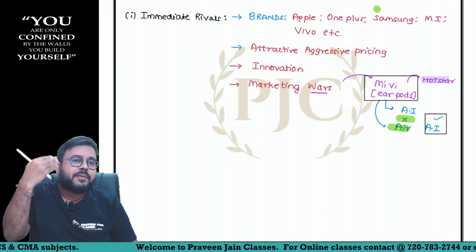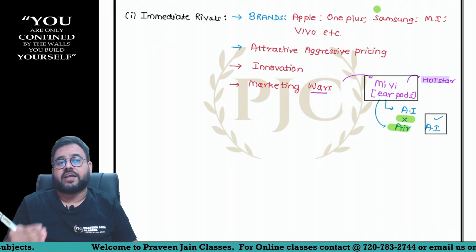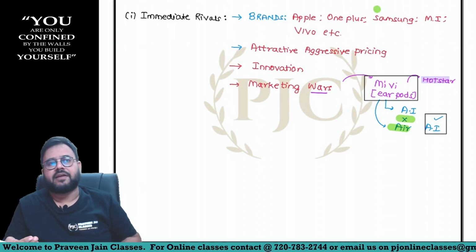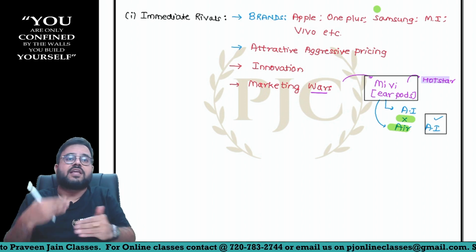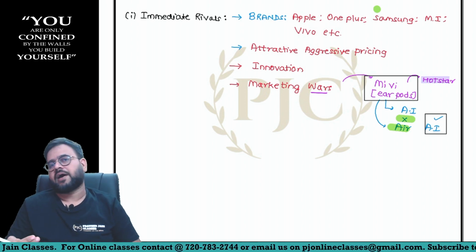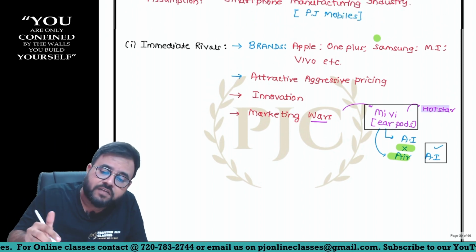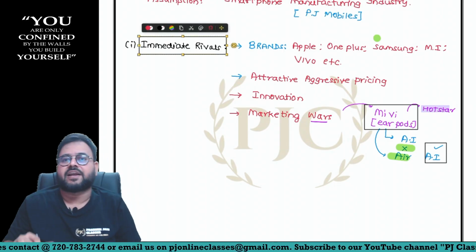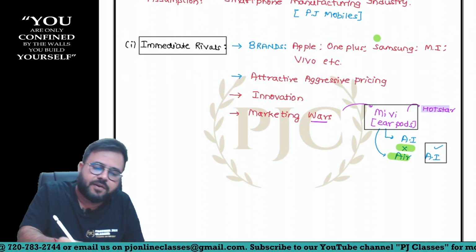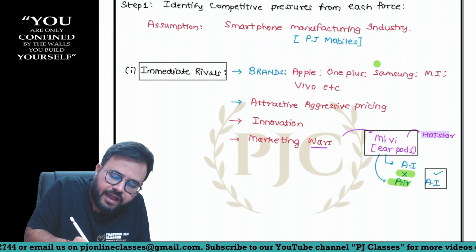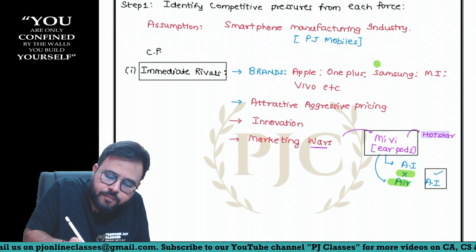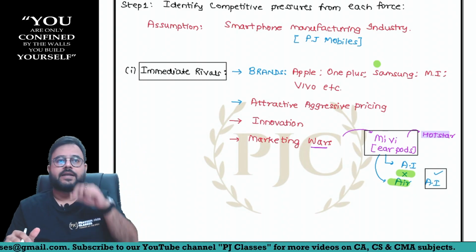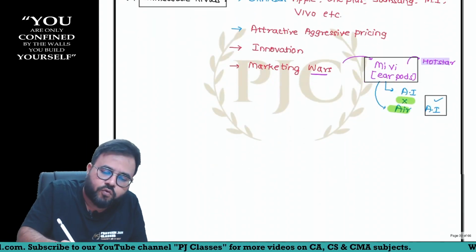So don't you think maybe tomorrow they may also introduce a new marketing campaign which may have an indirect dig at MIVI? Don't you think this will again lead to marketing wars? So these are different aspects which will be there in immediate rivals. So the threat from immediate rivals is very high. This is your first competitive force. Did you understand? This is only the first point.